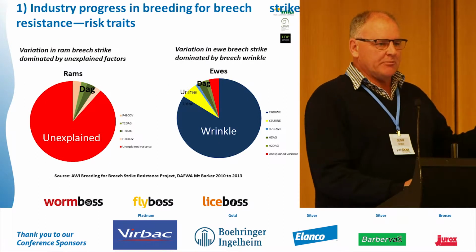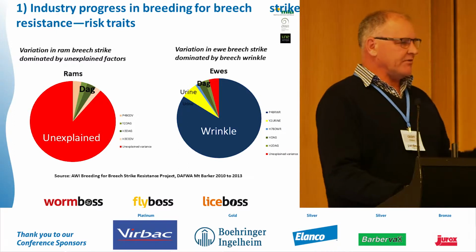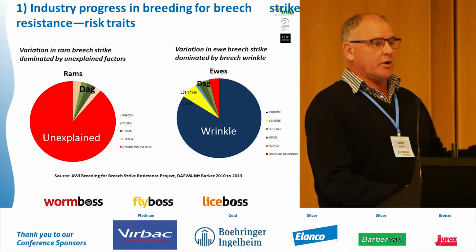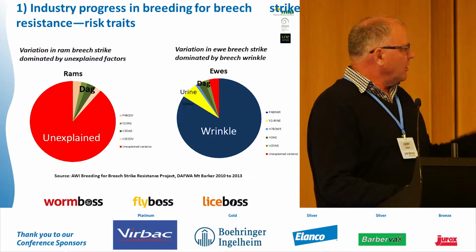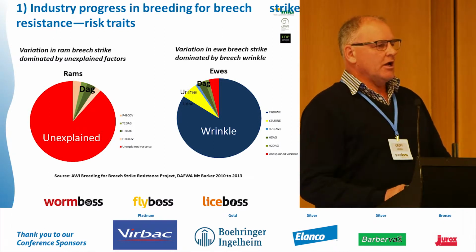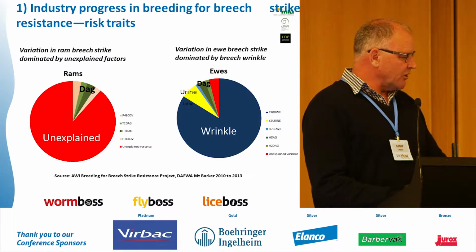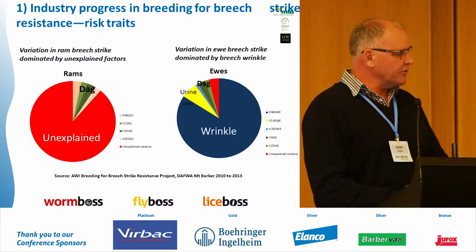So just to refresh your memories, this is work done in the breech Flystrike resistant flock. It's fundamentally out of Mount Barker, and it was when dags were low. So, in terms of the risk factors for ewes, when dags are low, wrinkle is clearly the dominant factor there in determining strike, but then there's also a bit of urine in dags.